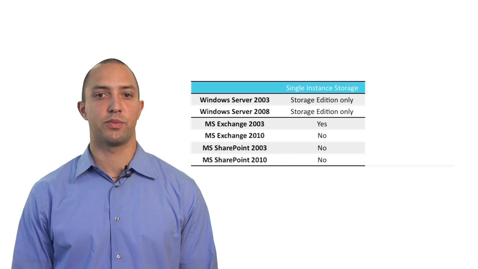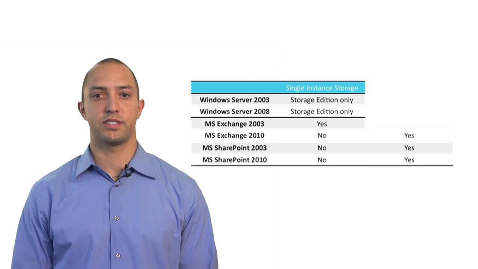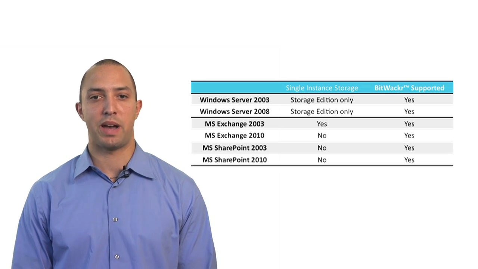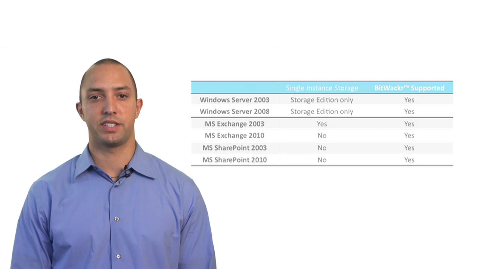and unrestrained capacity growth. Fortunately for you and your customers, BitWackr for Windows brings block-level inline deduplication and hardware-accelerated compression to all Windows Server editions and Microsoft applications, providing a powerful deduplication and data reduction technology. Before we jump into how easy it is to enable Windows servers and applications with deduplication and compression, let me show you the innovations behind how BitWackr works.